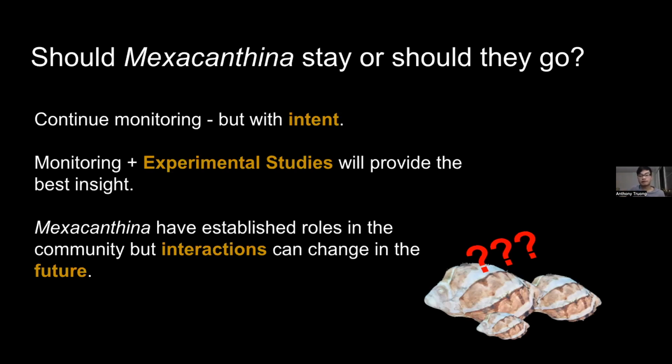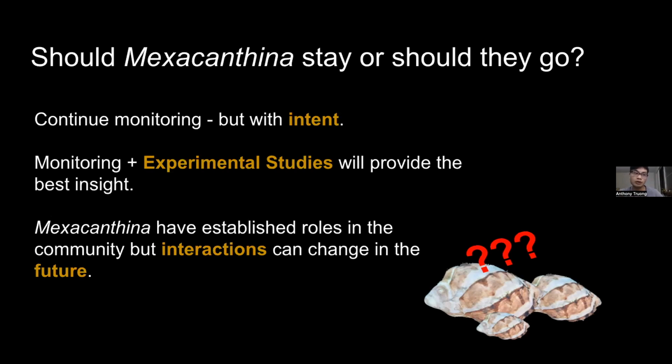Lastly, Mexican Thina have very established roles in the intertidal communities here at Cabrillo. Like I mentioned, they've been here for at least the past couple decades and likely even longer. The roles that they play have already been established, whether that be prey, predator, or competitor, but these interactions could change in the future as climate change increases temperature, as sea level rise increases, as new species shift their range or become invasive in Cabrillo. How is Mexican Thina going to interact with all of those changes? And could it be beneficial or harmful? That remains to be seen.